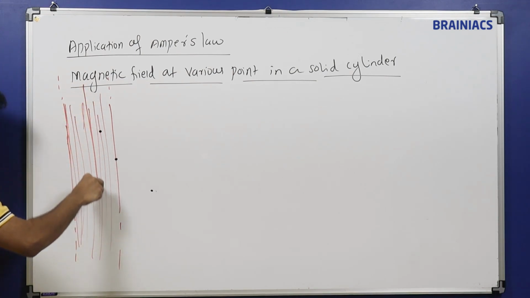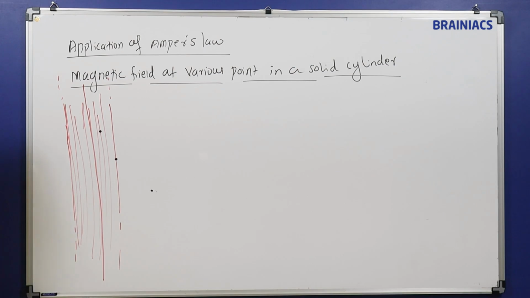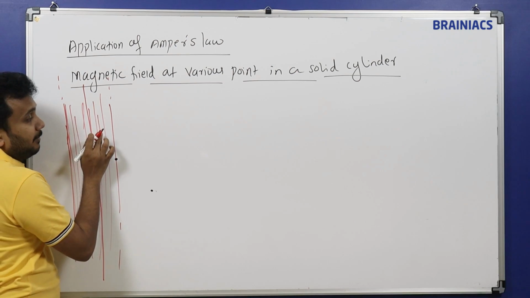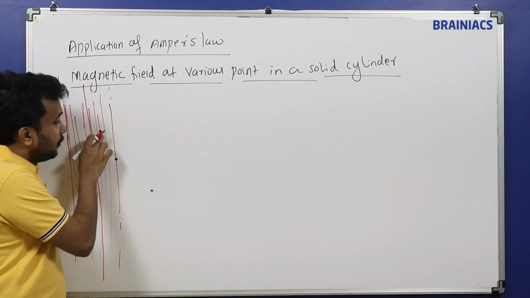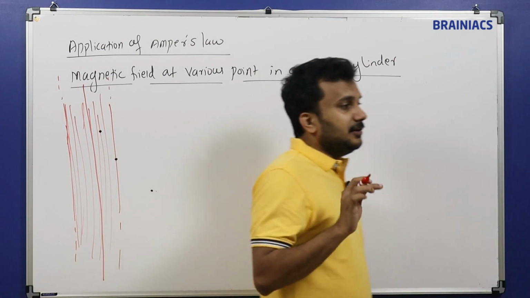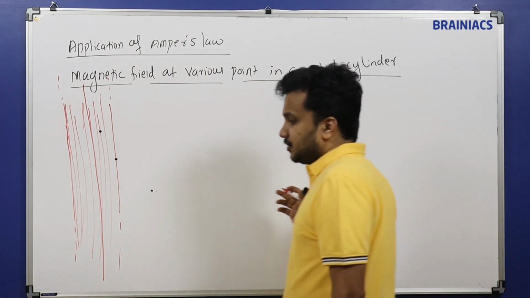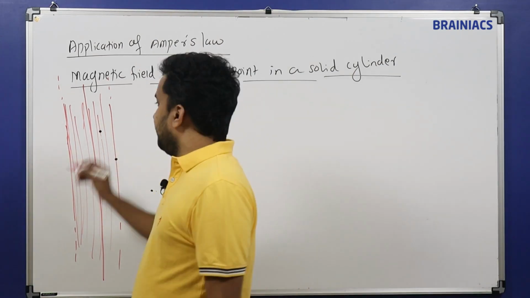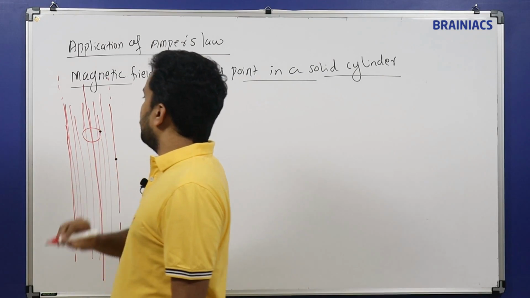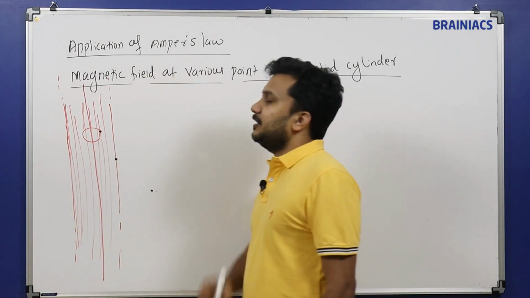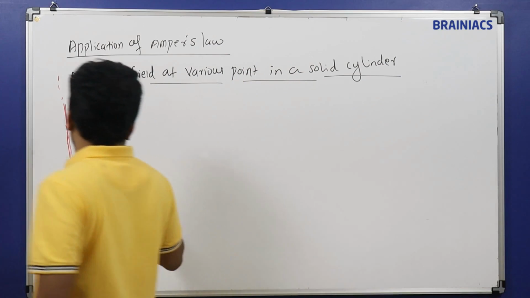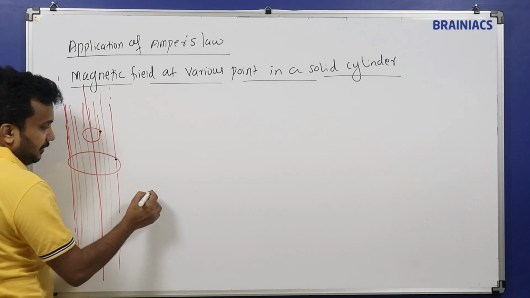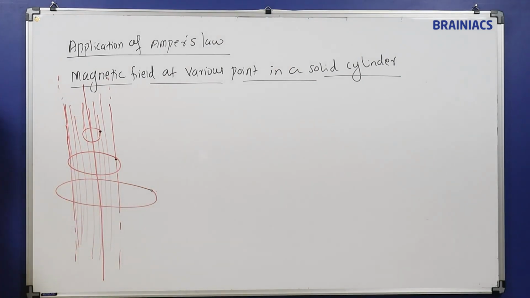I am assuming this is a central axis. Central axis is passing, so at a distance of, I need to find out magnetic field here. To find out the magnetic field here, you can use Biot-Savart's law, you can use Ampere's law, but Ampere's law is quite simple. Why? If a point is given, immediately you have to consider an Amperian loop through that point. So this red one is an Amperian loop. If you want to find out magnetic field here, you will consider this as your Amperian loop.